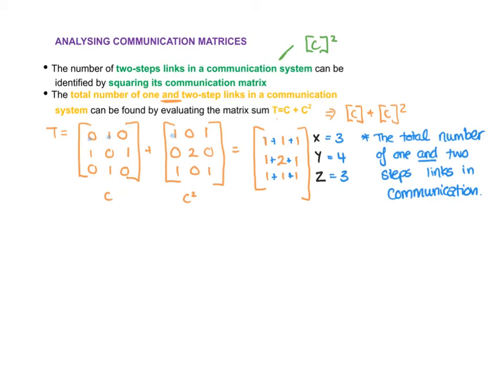So if they ask for the total 1 step, just 1 step, you would just add these up. And so you'd say X has a total of 1 step communication. If you're asked for just the total number of 2-step communication, you just add these up and you'd say, all right, X has 2 step communication methods. But when they've asked for 1 and 2, you add the 2 matrices and then we get the total number of 1 and 2 steps. So just make sure you're reading the question.